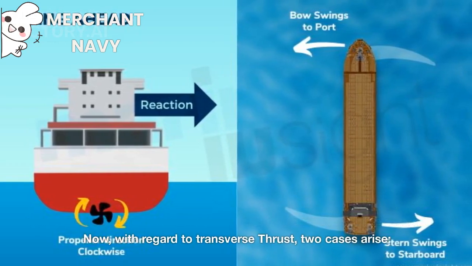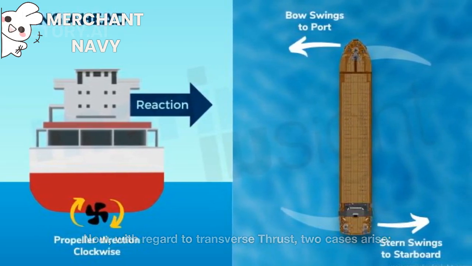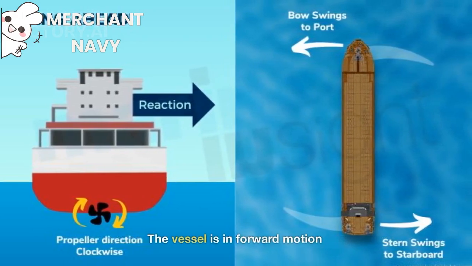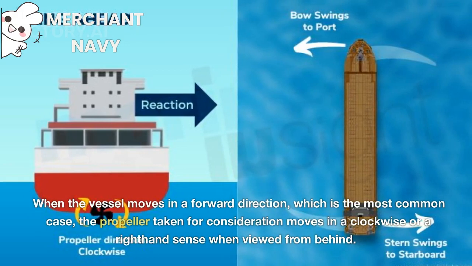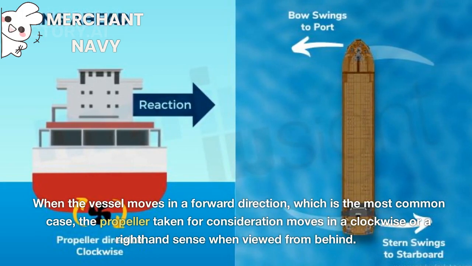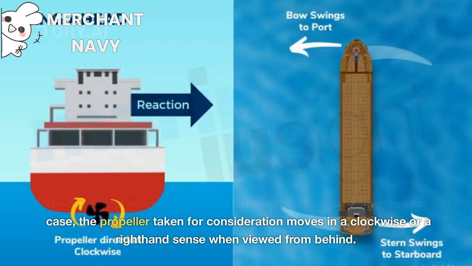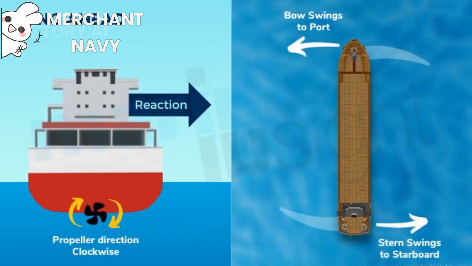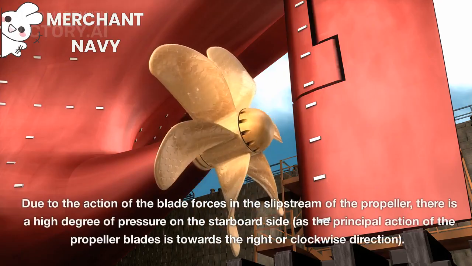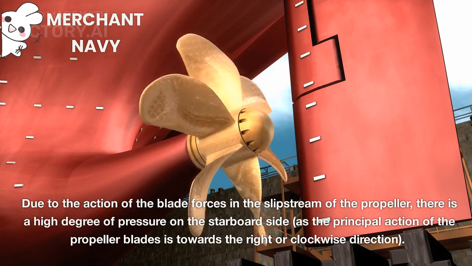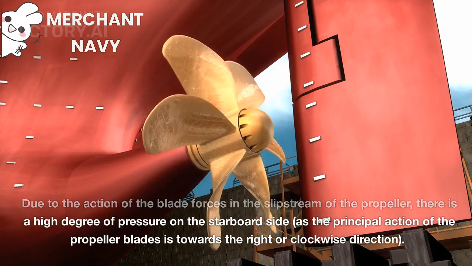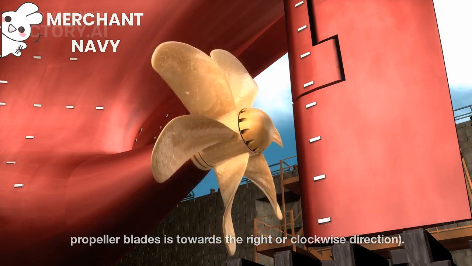Now, with regard to transverse thrust, two cases arise. The vessel is in forward motion. When the vessel moves in a forward direction, which is the most common case, the propeller taken for consideration moves in a clockwise or a right-hand sense when viewed from behind. Due to the action of the blade forces in the slipstream of the propeller, there is a high degree of pressure on the starboard side, as the principal action of the propeller blades is towards the right or clockwise direction.